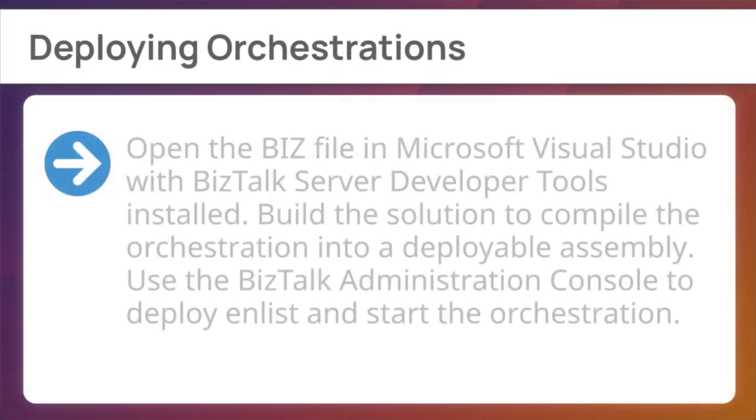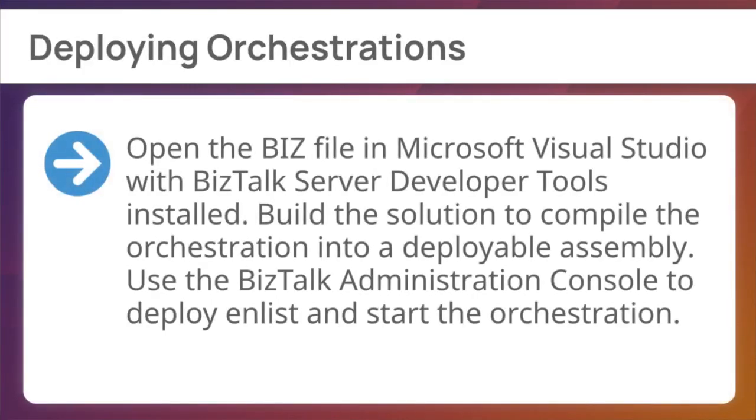First, deploying orchestrations. Open the BIZ file in Microsoft Visual Studio with BizTalk Server developer tools installed. Build the solution to compile the orchestration into a deployable assembly. Use the BizTalk Administration Console to deploy, list, and start the orchestration.